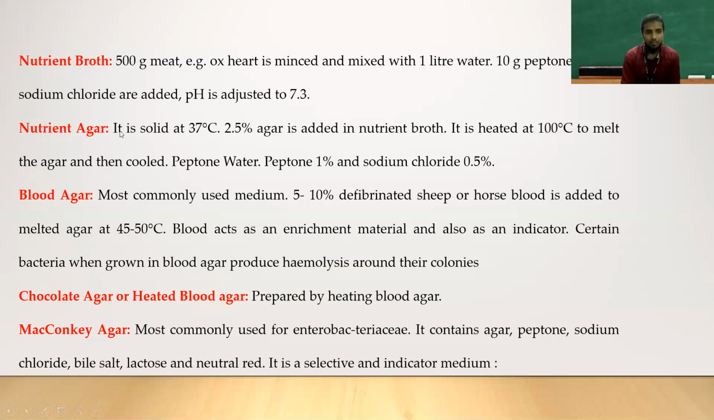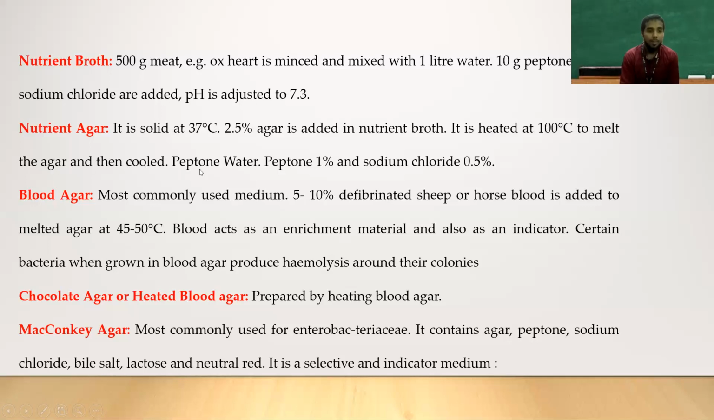Nutrient agar. Basically, agar is added. Okay, 2.5% of the agar is added. Agar is basically a solid at 37 degrees centigrade, that is almost the room temperature, a bit higher than room temperature. So when it is boiled at 100 degrees centigrade, it forms a liquid. We'll see here it is heated at 100 degrees centigrade to melt the agar and then cooled.